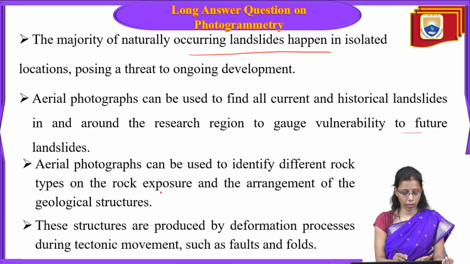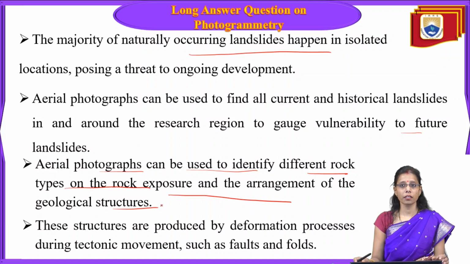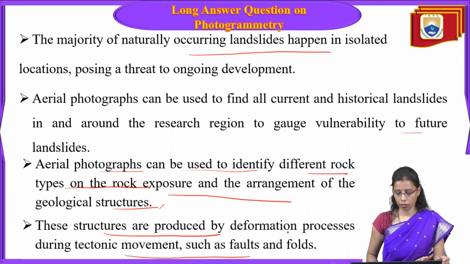So aerial photographs can be used to identify the different rock types. It will help us to identify the different rock types in rock exposures and the arrangement of the geological structure. It will tell us which rocks are present on the earth surface, and it will reveal the arrangement of the geological structures in that area. These structures are produced by the deformation process during tectonic movements, such as faults and folds.